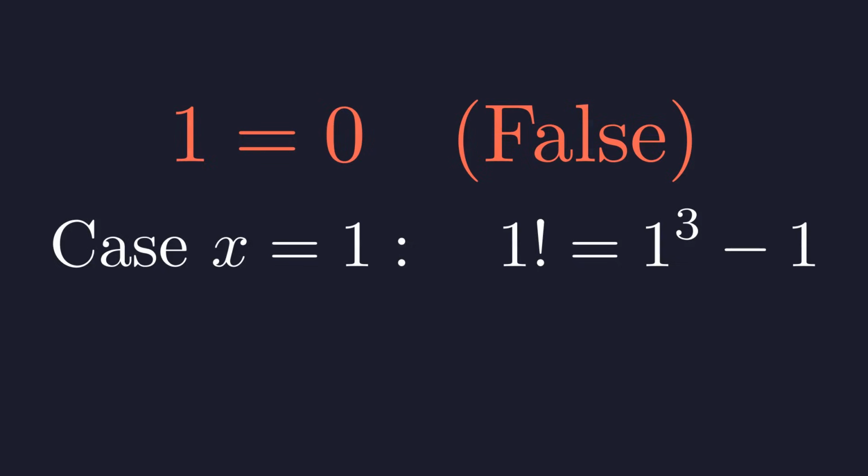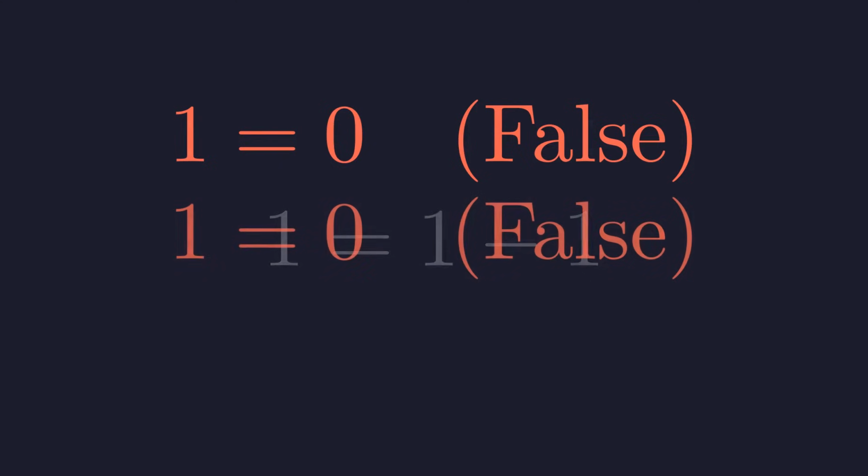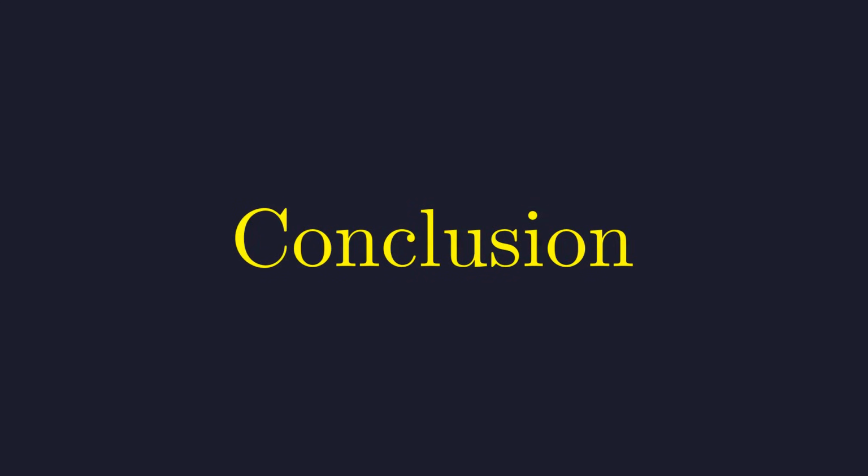What about x equals 1? 1 factorial is 1, right side is 1 minus 1. Same story. 1 doesn't equal 0. So after checking all the cases, there's only one integer that works. The answer is x equals 5.